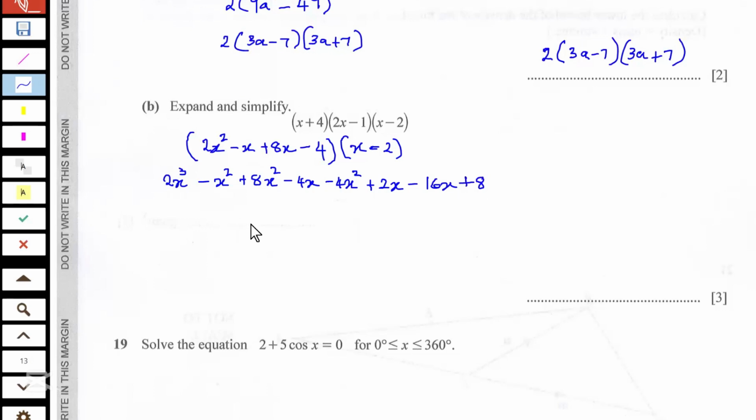So now we're going to group the like terms. First we have 2x to the power of 3. Now for x squared, there's negative x squared and also 8x squared, and also we have minus 4x squared. So negative x squared plus 8x squared is going to give us positive 7x squared. Positive 7x squared minus 4x squared will be plus 3x squared.